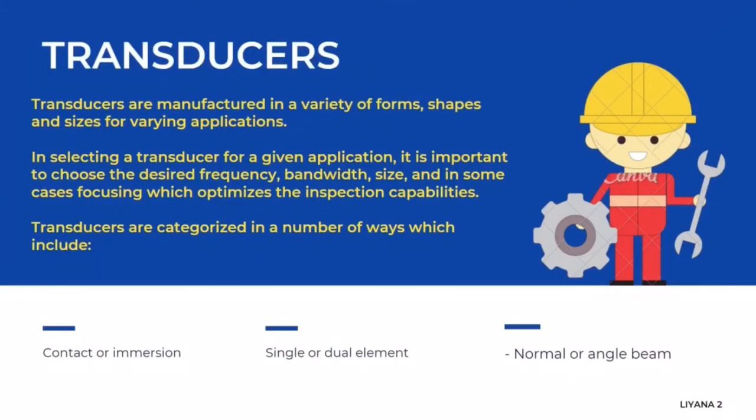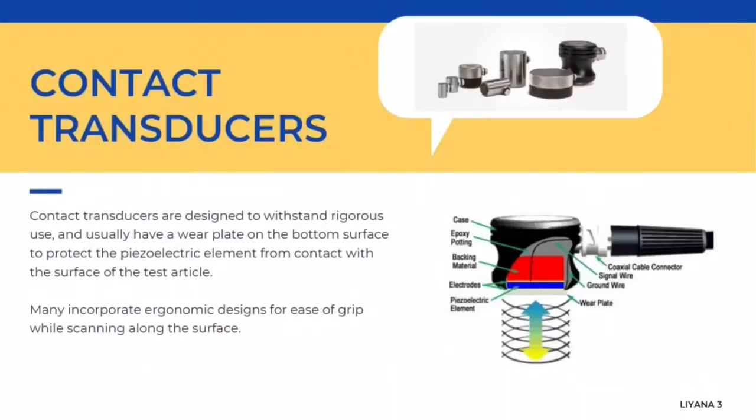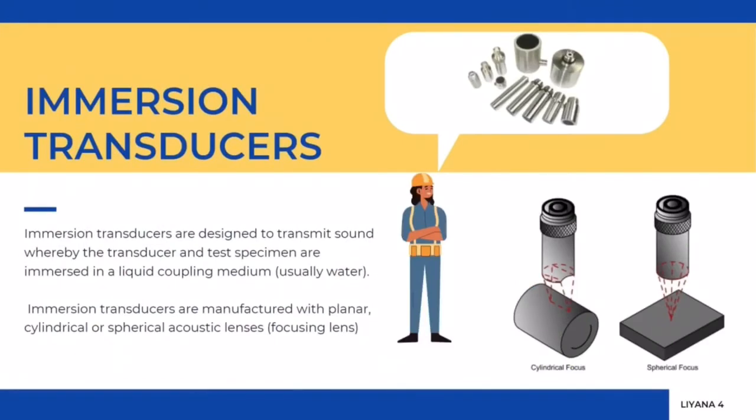normal or angle beam. Contact transducers are designed to withstand rigorous use and usually have a wear plate on the bottom surface to protect the piezoelectric element from contact with the surface of the test articles. Immersion transducers are designed to transmit sound where the transducer and the test specimen are immersed in a liquid coupling medium. So basically they are manufactured with planar, cylindrical or spherical acoustic lenses.